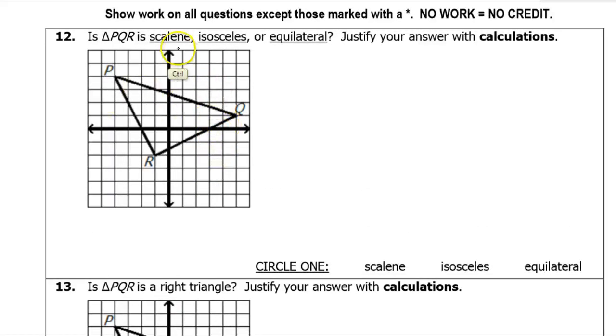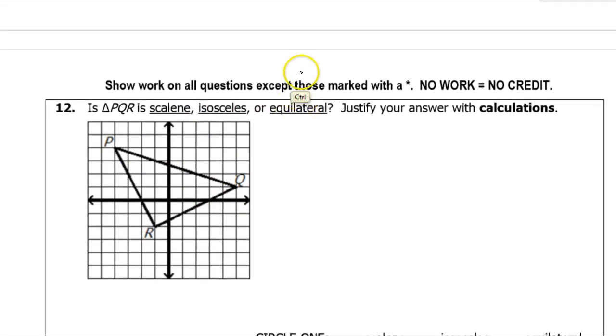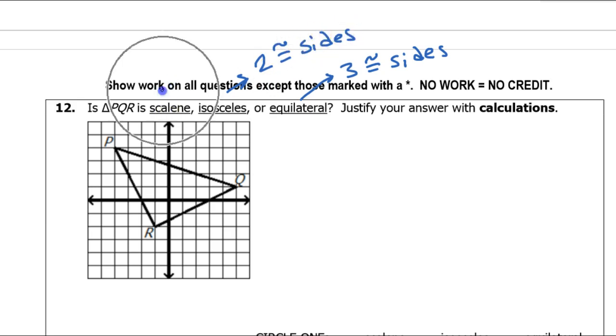So let's start with scalene, isosceles, or equilateral. First of all, you need to know that equilateral means three equal sides, or I'll say three congruent sides. Isosceles means the triangle has two congruent sides. And scalene means that there are no congruent sides. Just keep that in the back of your head.